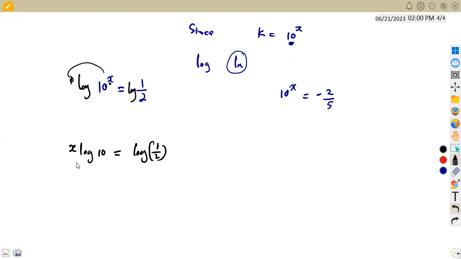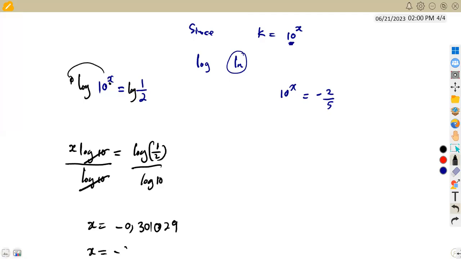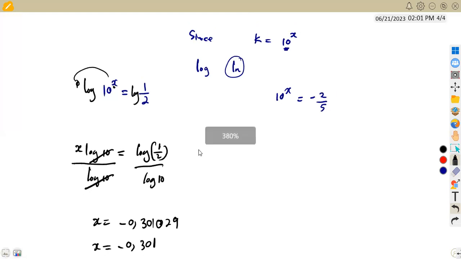You can divide by log 10, but no, guys, the logarithm of 10 is the same as 1. So if we divide by log 10, there's nothing that you're actually doing here. You are simply having the same answer. So our x is going to be log a half divided by log of 10, which is the same as log of a half. This gives us negative 0.301029, and so on. To three decimal places, that's negative 0.301, depending on the degree of accuracy that you're given.